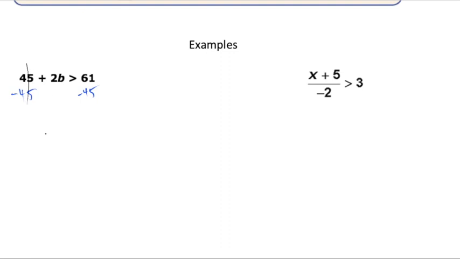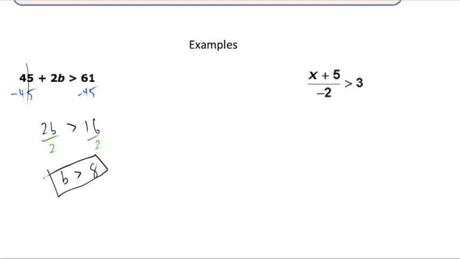So left side cancels, giving me a positive 2b is greater than 61 minus 45, which is 16. So then I'm going to divide both sides by a positive 2. Since it was a positive 2 I'm dividing with, I'm not going to do anything with that sign, and 16 divided by 2 is just 8. So exact same solving thing. There's no difference as with positive numbers of what you've been doing.